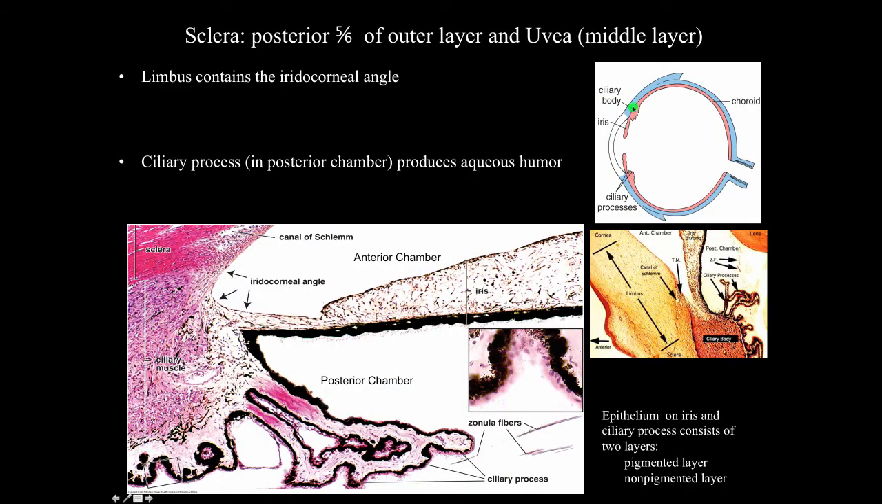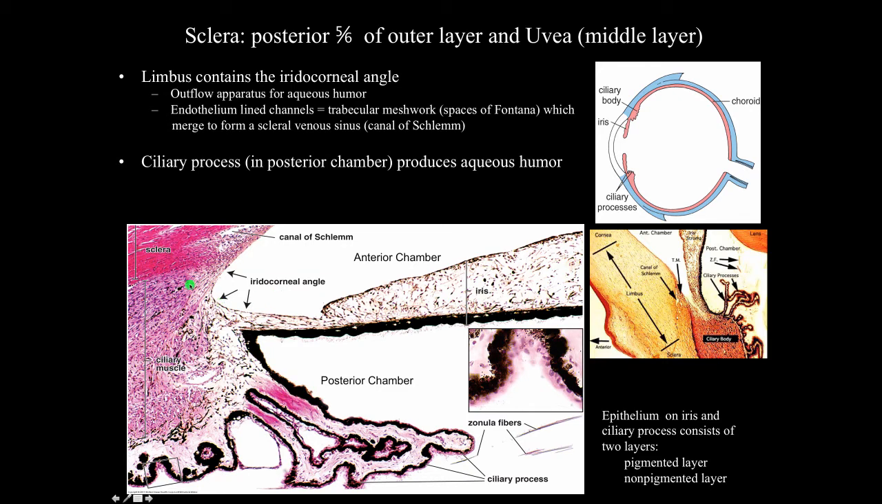The sclera would be essentially the posterior 5/6 of the outer layer of the eye wall, and here the uvea, the middle layer. The limbus contains the iridocorneal angle, and in this area is the outflow apparatus for aqueous humor. We'll talk about that in just a few seconds, but there are endothelial lined channels of the trabecular meshwork.